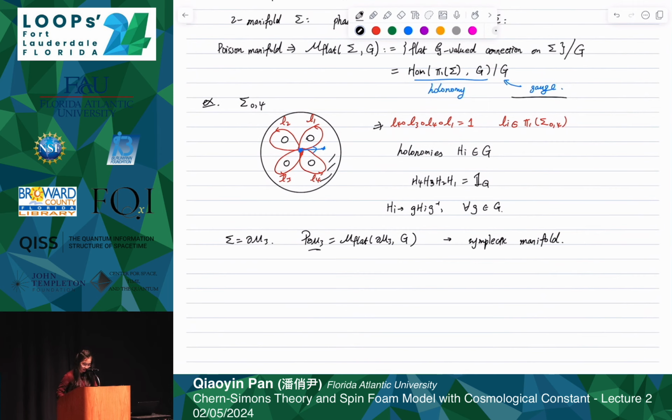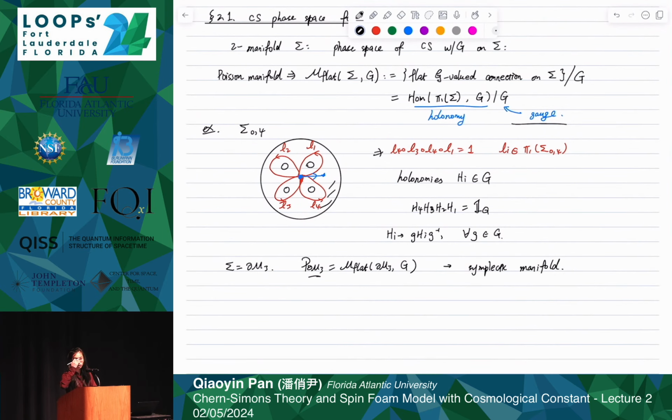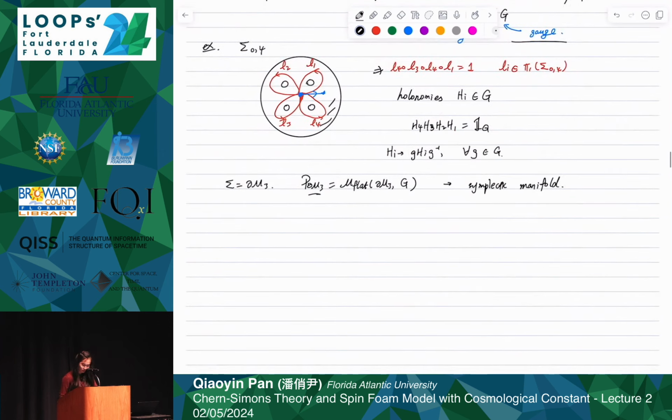And on this phase space, because we study the Chern-Simons theory on the three manifold, the boundary is flat, so the flat connection means that the curvature of the connection is zero, but that the boundary of a three manifold is flat doesn't mean that the bulk is also flat. If I require the bulk to be flat on this three manifold, then I will get a submanifold of this symplectic manifold. And this is actually a Lagrangian submanifold. I would denote it by L of M3, and it is a Lagrangian submanifold of this symplectic space, or phase space of Chern-Simons theory on the boundary of a three manifold.